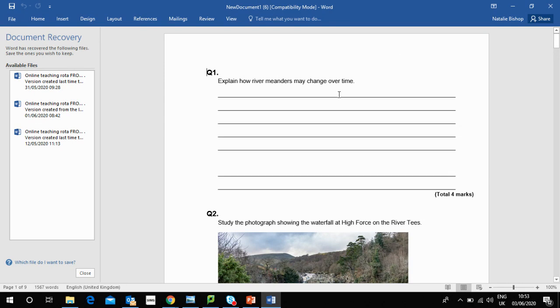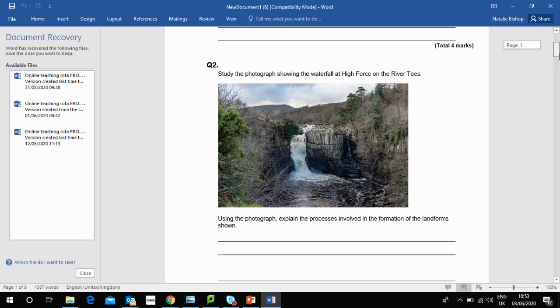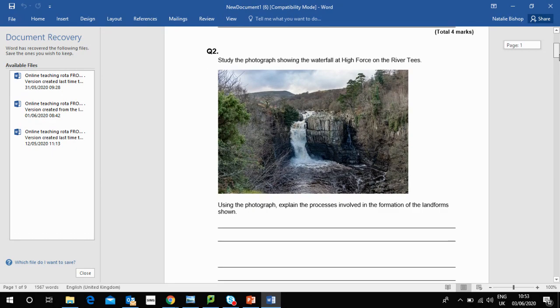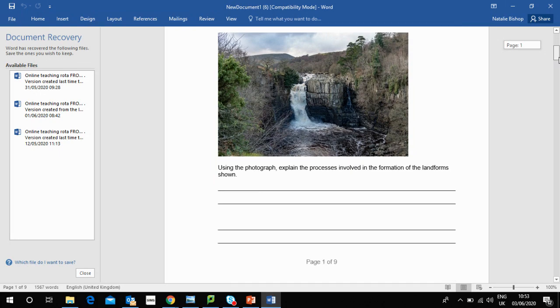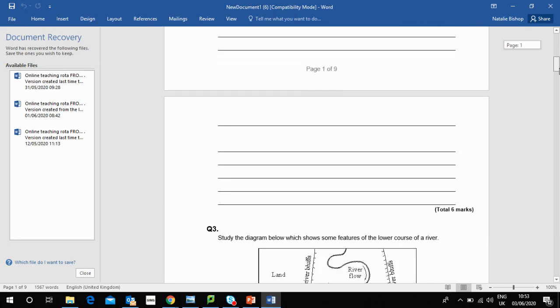So start off with question 1. Explain how rivers' meanders may change over time. So how do they migrate and move? That's due to that erosion and deposition. Question 2. Study the photograph showing the waterfall at High Force. Using the photograph, explain the erosional processes involved in the formation of the waterfall. That is 6 marks.